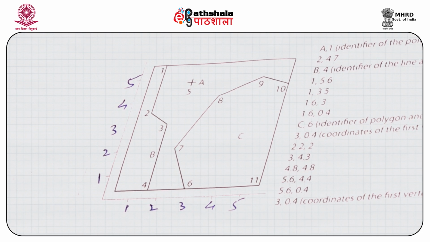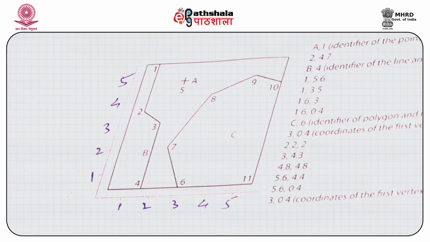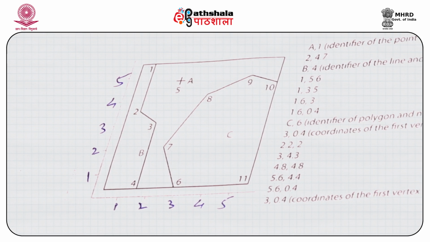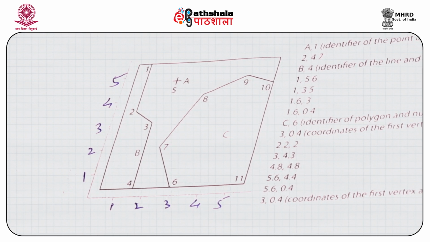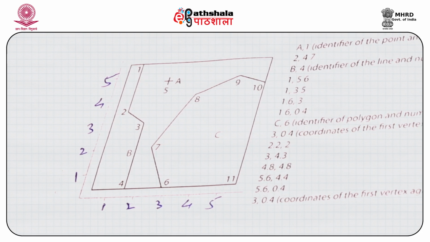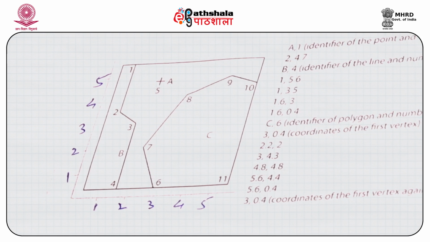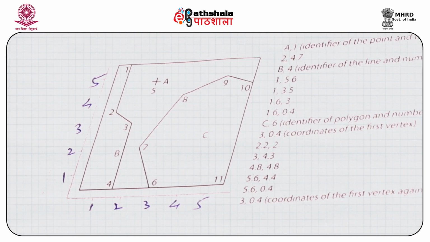Now, if you see figure 3, as I was telling you, there are different types of vector data. One is called the spaghetti data model. In a spaghetti data model, each feature, that is point, line, polygon, is presented as a string of x and y coordinates with no inherent structure.